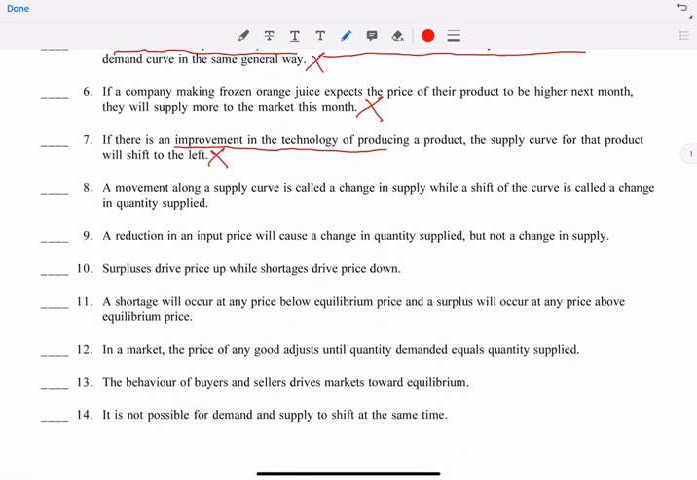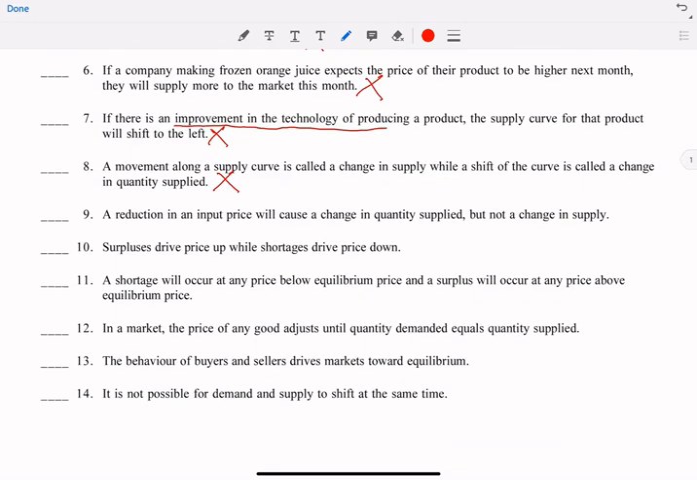Eighth, a movement along a supply curve is called a change in supply, while a shift of the curve is called a change in quantity supply. This is not correct because a movement along a supply curve is called a change in quantity supplied, and a shift of the curve is called a change in supply.